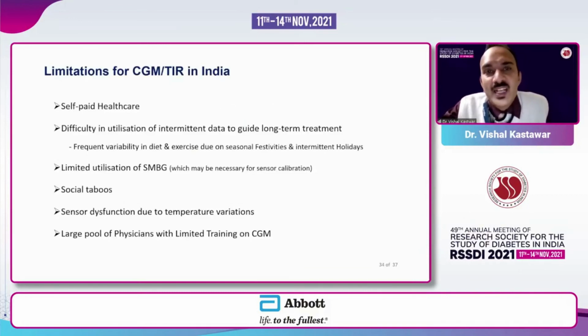India is a self-paid healthcare sector. There is difficulty in utilization of intermittent data to guide long-term treatment. TIR provides us just 2 weeks of data, but we have frequent variability in diet and exercise due to seasonal festivities, due to intermittent holidays in India. That is a limitation. There is limited use of SMBG in India, which may be necessary for sensor calibration in some CGM sensors. There are social taboos wherein people do not want to know their glucose levels, do not want to make diet and exercise adjustments. And that is a big limitation.